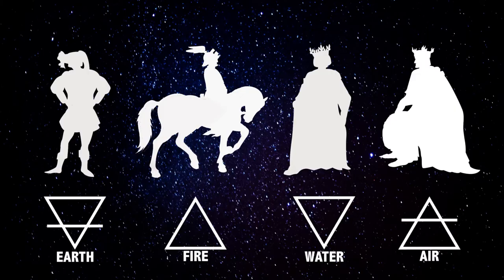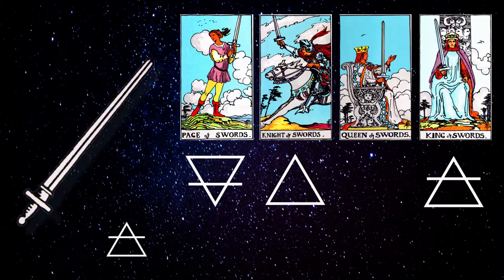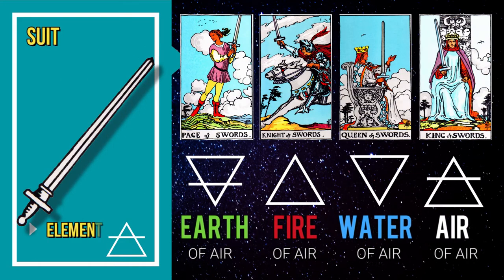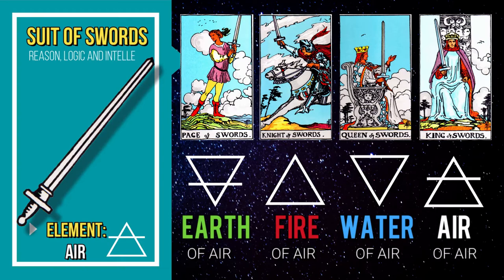By combining the element of the court card with the element of the suit, a whole new level of understanding opens up. For example, if we look at swords, the element of air. Pages will be the earth aspect of the element of air, or like the down-to-earth aspect of something logical. Knights will be the element of fire, so it'll be the action and will aspect of a reasoning situation. Queens are associated with the element of water, so it'll be considered like the emotional aspect of a logical situation. And kings are the air element of air, in this case, swords, so we can see it as the most abstract and logical of a logical situation.